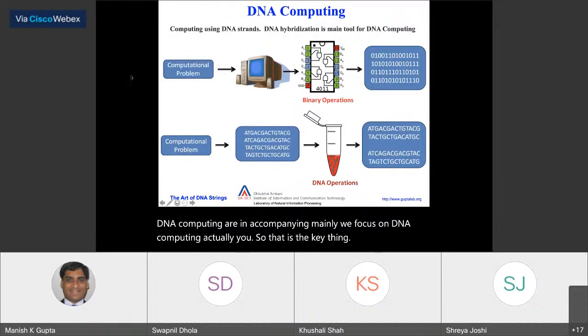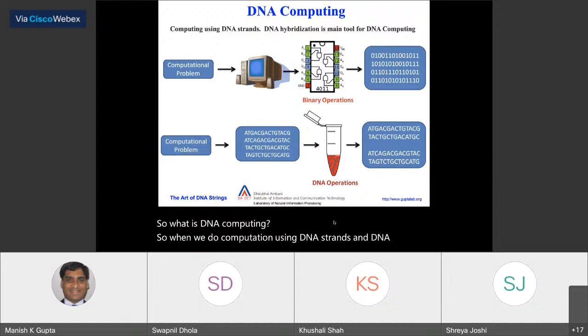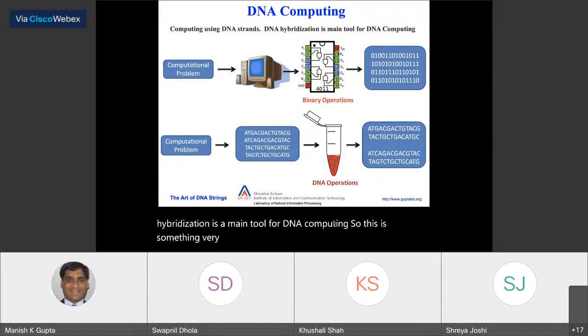So what is DNA computing? It is when we do computation using DNA strands, and DNA hybridization is the main tool for DNA computing. This is something very fundamental.